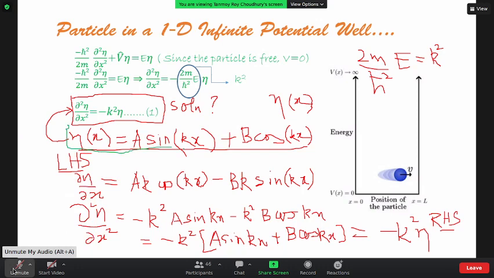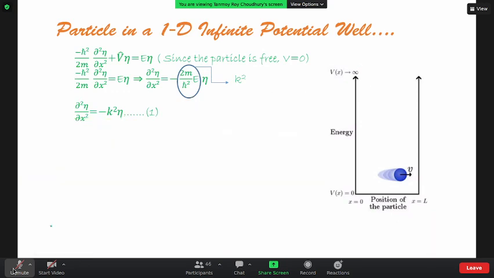This is indeed the solution. Do you all agree? Yes, sir. Right. So what is the solution of this differential equation? Let me erase everything and move on. So I have written it as a cos kx.